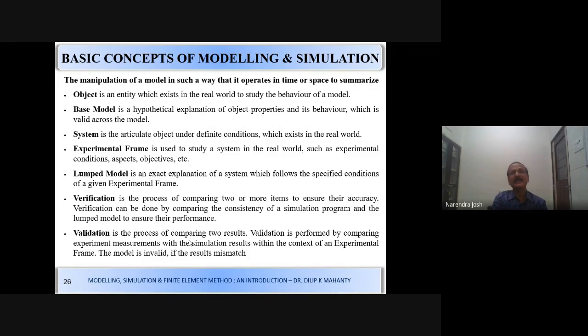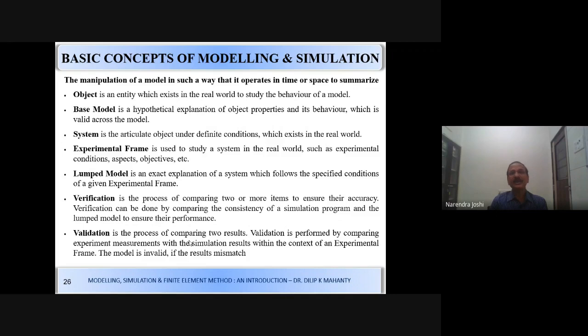Object is an entity which exists in the real world to study the behavior of a model. Base model is a hypothetical explanation of object properties and its behavior, which is valid across the model. It will not be changing at any point of time. System is the articulate object under definite conditions which exists in the real world.